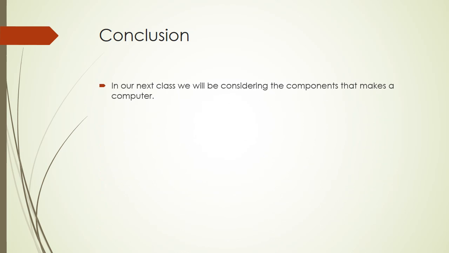Conclusively, we are also going to discuss in our next class the components that make up a computer. We are going to learn about different components such as the monitor, the keyboard, the mouse, and the mouse alternative. We are going to discuss in detail how some of these components function and how we can make use of them.